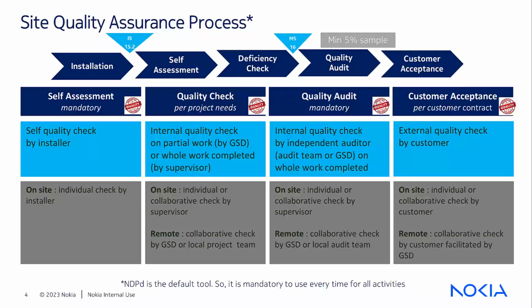Quality audit is on top of these two checks, which is done on minimum 5% of the sites, same as quality check in the collaboration with installer or subcontractor and GDC. Finally, customer acceptance, which is external quality check by customer. This could also be performed using remote collaboration.